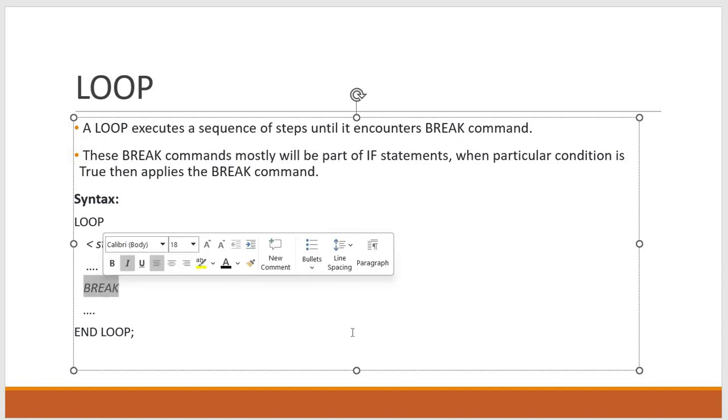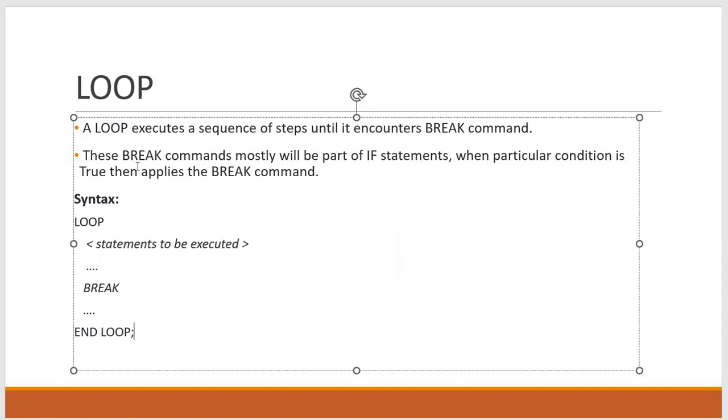So that is break. What is this break? These break commands mostly will be part of if conditions. When a particular condition is true, then apply the break command. In this list of statements, we'll be evaluating some conditions as well, if, else, like that. For example, if a equals 1 or if flag equals 1, then come out of this loop. How can you come out of the loop? By using this break statement. If flag equals 1, break.